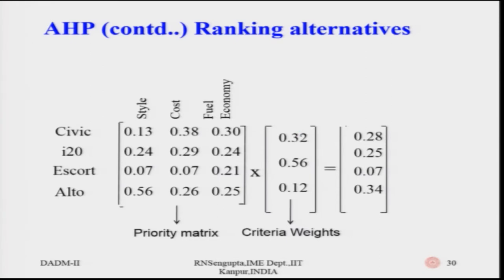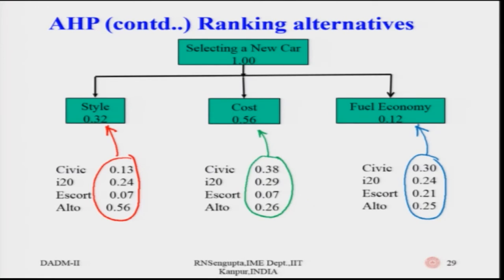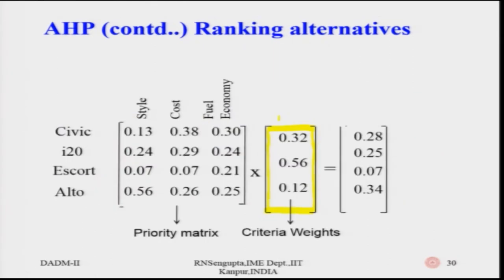So, let us consider the criteria weights. I will use the yellow highlighter to highlight this vector. What are the values? 0.32, 0.56, 0.12. So, let us go back. These are the values 0.32, 0.56, 0.12. These are the priority vectors when the criteria are only compared without considering the alternatives. So, this is done, we understand that. I put a tick mark here. This is taken care of.